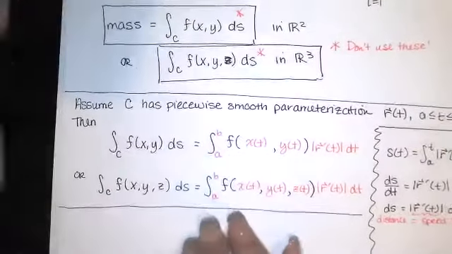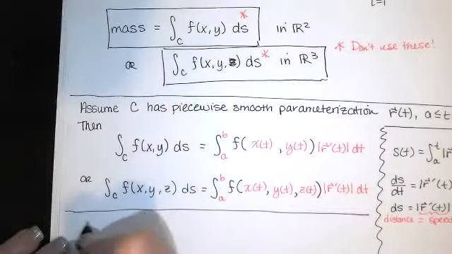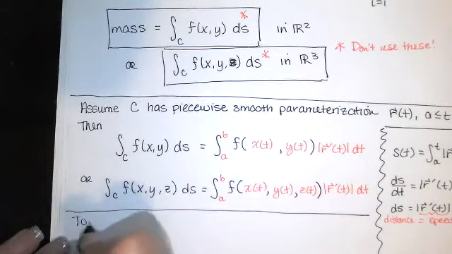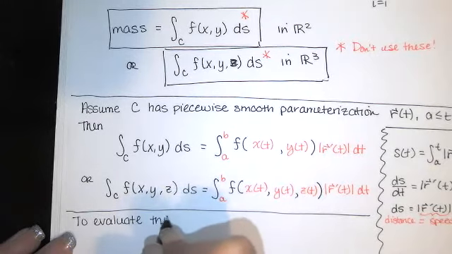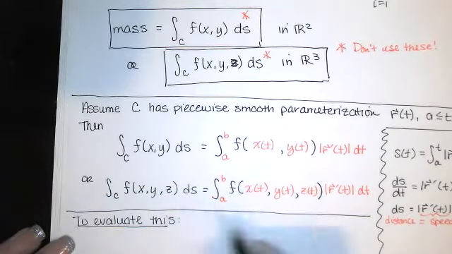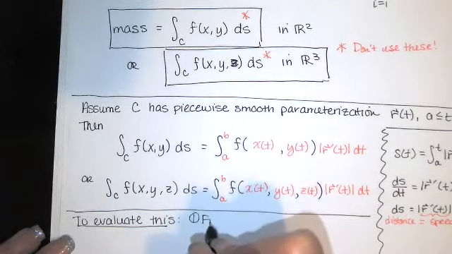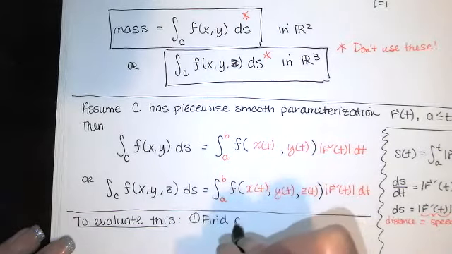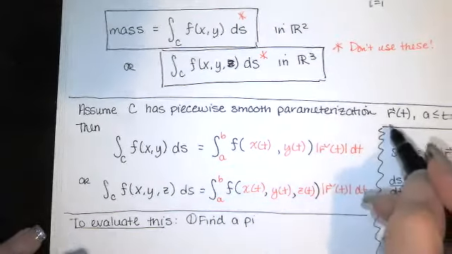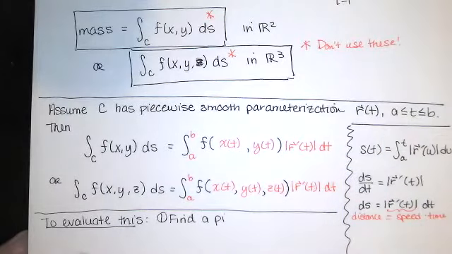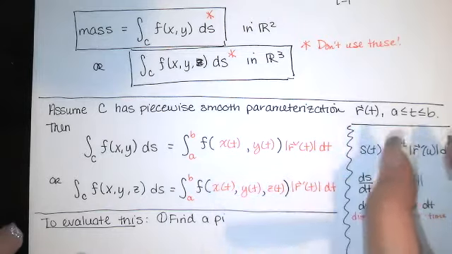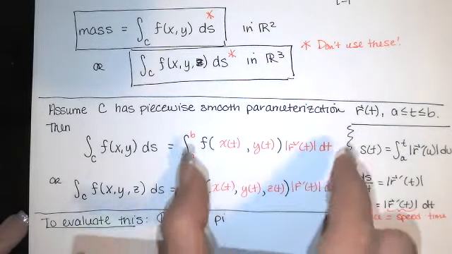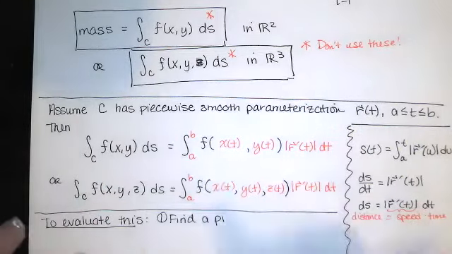Okay, so to evaluate this, we'll need 2 things. The first thing we need to do is find a piecewise smooth parameterization of C. Sometimes that's given to you. Sometimes people just give you r of t in the interval from a to b. Then you're all set. All you have to do is recognize x of t and y of t, possibly z of t if you're in 3 dimensions, and then substitute everything in. It's just a substitution method.